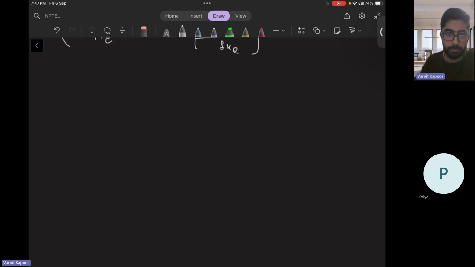Now you have to think how you will write for the source term. Take a few seconds and think. Okay, it is right for the source term itself.